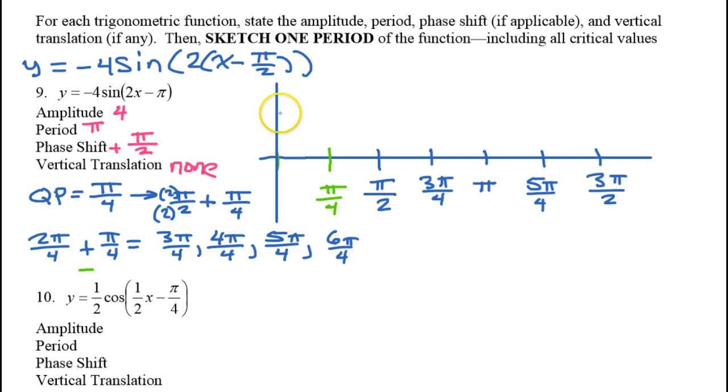Now we have to think about the amplitude. Since the amplitude is 4, then on the y-axis I should be doing positive 4 and negative 4. Okay, so now we're ready to actually draw the graph.